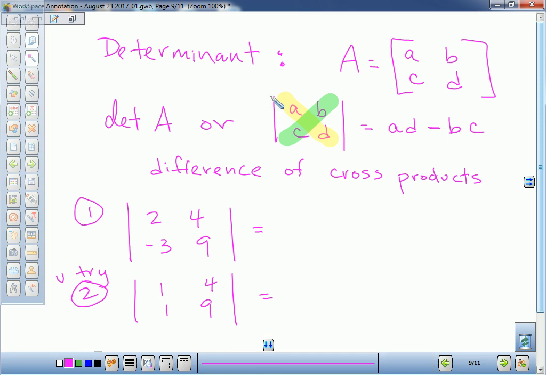So the first thing we're going to find is the determinant of a 2x2. We have to start off with a square matrix. If I say matrix A is represented by A, B, C, D, the determinant of A, or this notation that looks like really big absolute value bars around the matrix, is another way of asking you to find the determinant. The determinant is pretty simple. It's just the difference of the cross products: A times D, minus B times C.